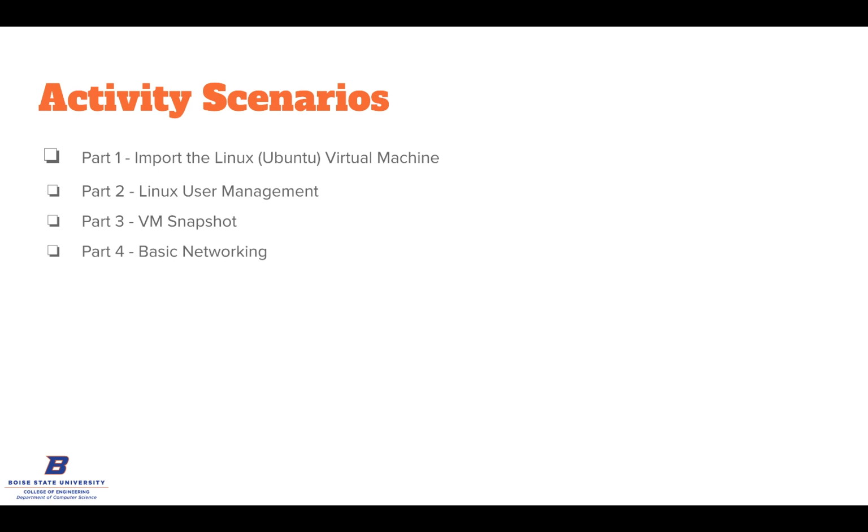In part 2, you're going to explore Linux user management by adding a user to this new operating system, this new Linux machine. In part 3, we're going to show you how to create what's called a snapshot of this virtual machine so that you have a fresh state to roll back to if in future modules you happen to mess up the operating system somehow because we're having you maybe mount hard drives and things like that.